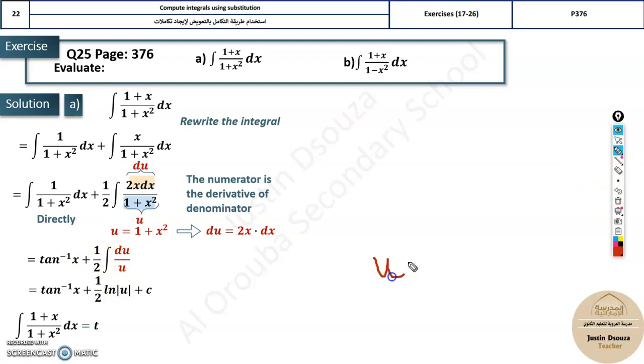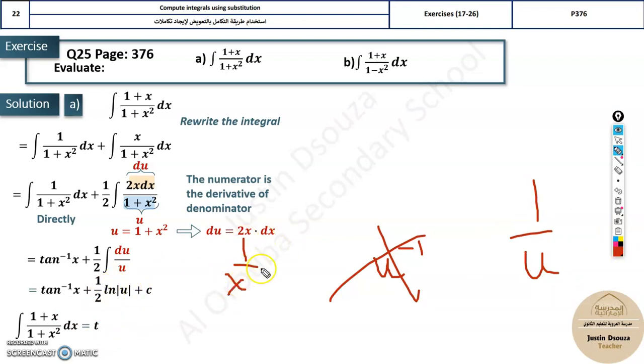Don't write it as u to the power minus 1, because when you use the power rule, it will be undefined. Whenever it is 1 by u, the integral is the natural logarithm, ln of the magnitude of u. So for 1 by x, the integral is always ln of the magnitude of x, because the natural logarithm cannot be negative.